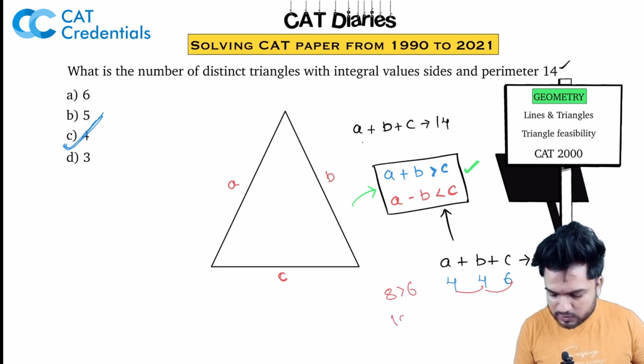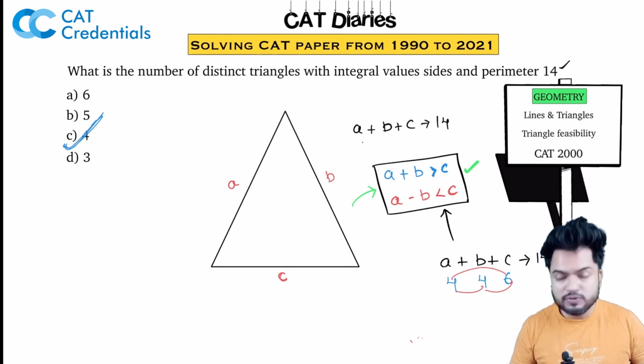Then 6 plus 4, 10, is greater than 4. Then again 6 plus 4, 10, is greater than 4. So all the conditions are satisfied. The sum of the two is greater than the third side. Let's check if there are any other cases. So this gives me a hint that I can start with 4, 4, and I can go ahead with this.